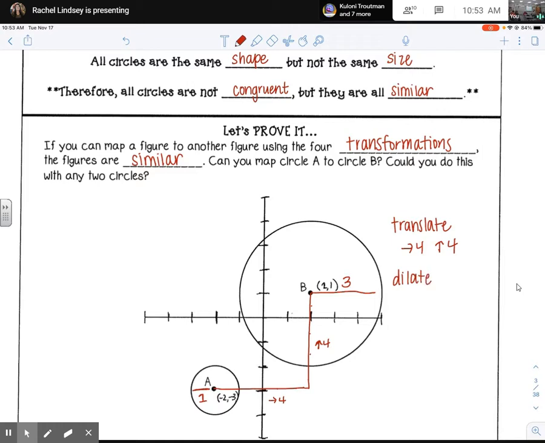Are circles really hard? There's just a lot. There's a lot of formulas.